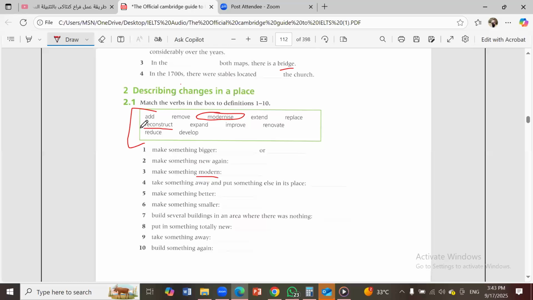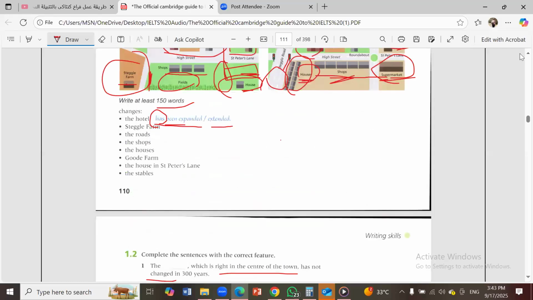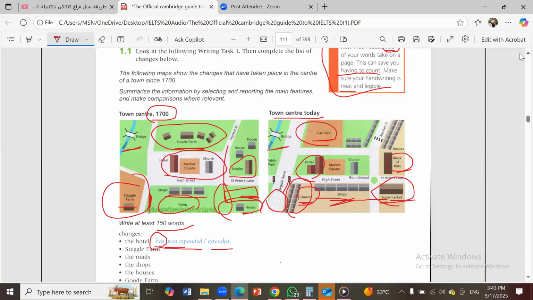Reconstruct. Reconstruct. So what is reconstructed here? The hotel. Yes, hotel. Houses and hotel. Can we say that these houses are reconstructed? No, because if they are reconstructed, they would exist on the second map.